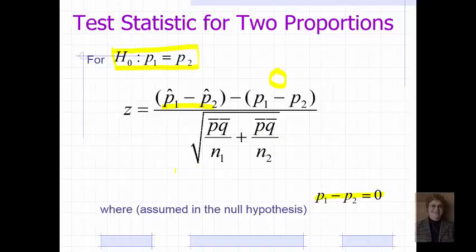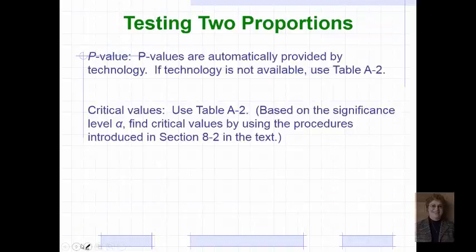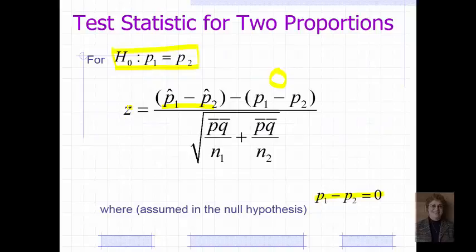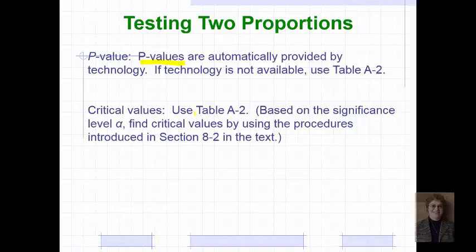Don't get the hives looking at this equation because we're going to use StatCrunch. Again, we're going to use StatCrunch so the p-values will be available to us. If you don't have StatCrunch available to you, this is a z-test. Let's back up. This was a z-test. So remember, because this is a z-test, we're going to use table A2, and we'll be able to find those critical values quite easily.